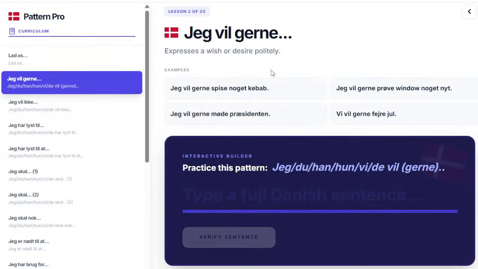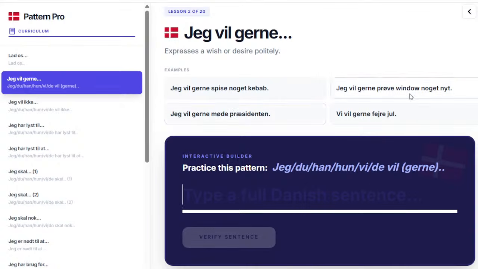What about this one? Jeg vil gerne. Could also be han vil gerne, du vil gerne, hun, vi, de. All these personal pronouns, whichever. So I would like to, or I want to. Jeg vil gerne, what could it be? Jeg vil gerne spise noget kebab. Eat some kebab. Jeg vil gerne møde præsidenten. I would like to meet the president.